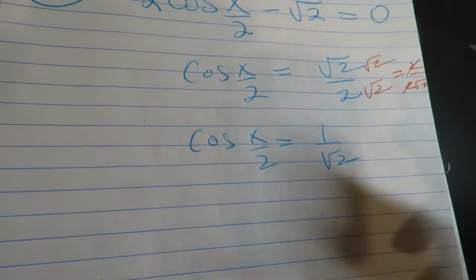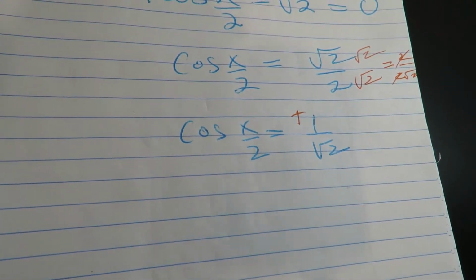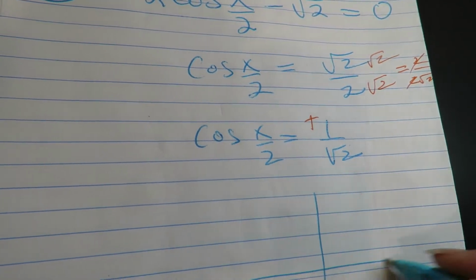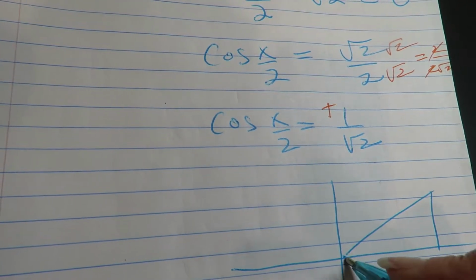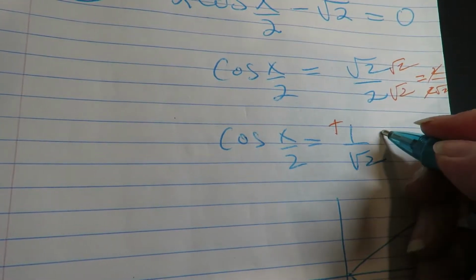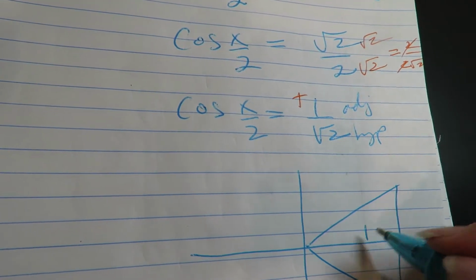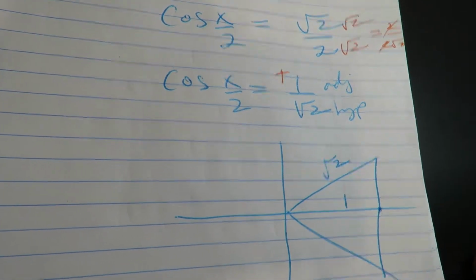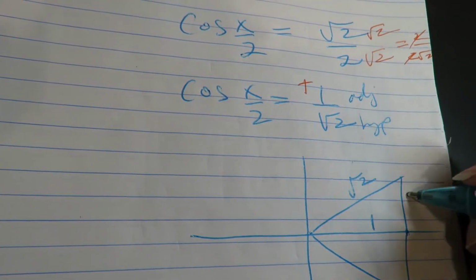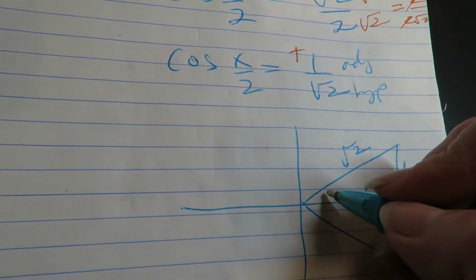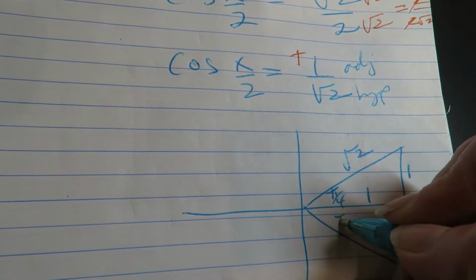Alright, so what's important about this is it's positive. So the cosine will be positive in quadrant 1 and quadrant 4. So this is the adjacent over the hypotenuse. The adjacent is 1, the hypotenuse is 2. You should recognize this triangle. This has to then be a 1. So that means that this is 45 degrees. That's the reference angle.